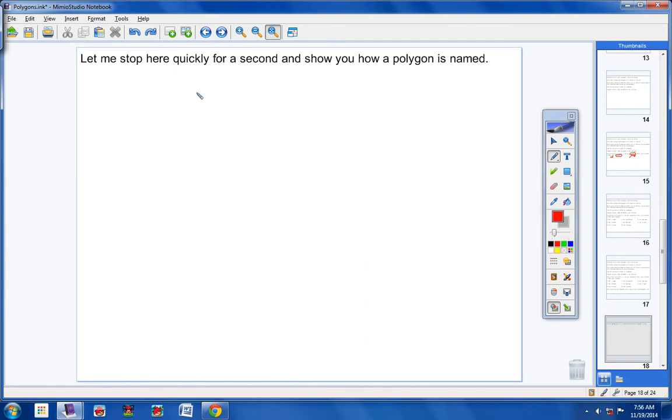Let me stop here quickly for a second and show you how a polygon is named. You need to know this. Please write this down. If I have a really weird-looking polygon like this, write this down, please. Just write down something like that, okay?